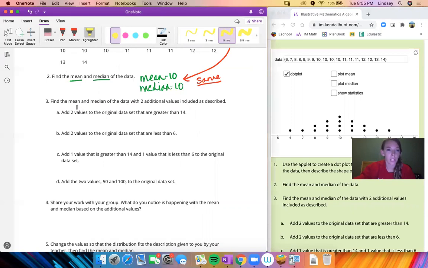It says, once again, we're going to find the mean and median of the data with 2 additional values, okay? So when it's talking about these 2 additional values, these values that we're going to be dealing with are our extremes, okay? Just like we talked about in our goal earlier. So let's look at this. It says we're going to add 2 values to the original data set that are greater than 14, okay? And it wants us to find the mean and the median, okay?